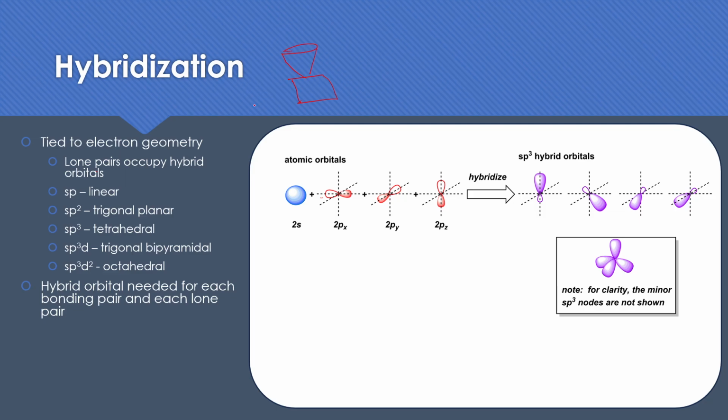So I got my blender, and I'm going to take my s and my 3 p orbitals. I'm going to throw them in my blender and press the on button. It's going to blitz them all up, and what's going to pop out is 4 equivalent orbitals. So I put in 1s and 3p, and I get 4 sp3 hybrid orbitals. They're named after the orbitals that are blended.